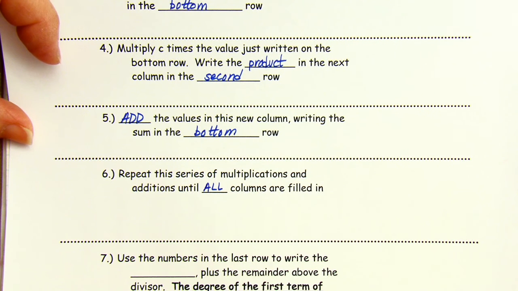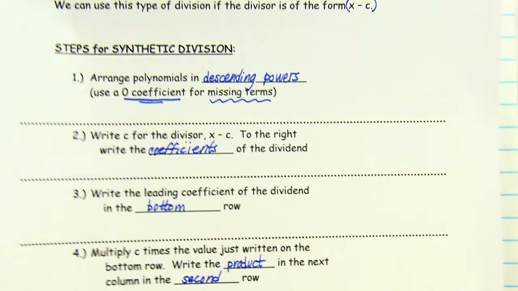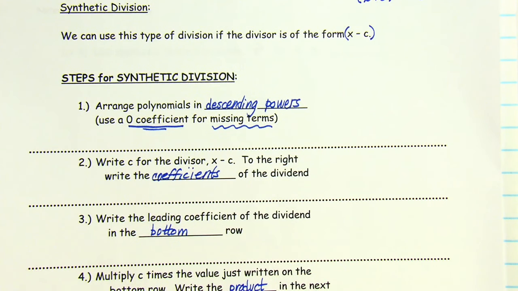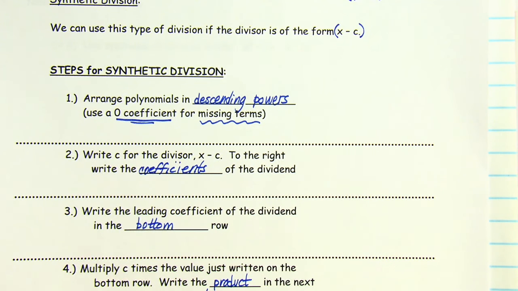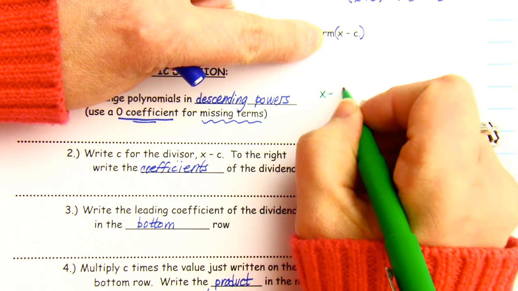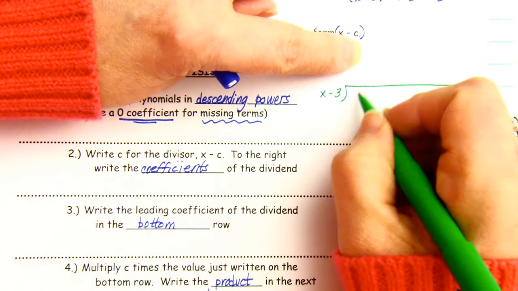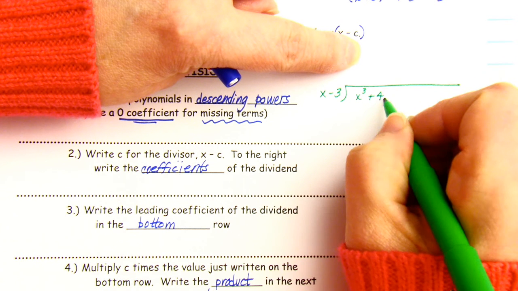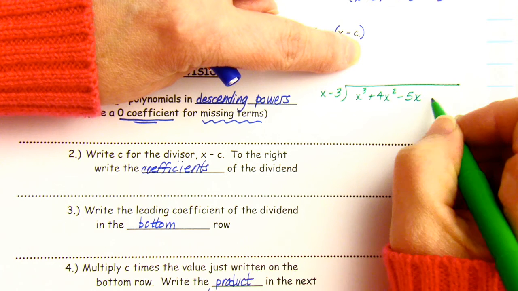We'll wait to fill in number 7. Let's go through an actual physical example of this. Back up to the top. So if my example is x minus 3 being my divisor, and my dividend being x to the power of 3, add 4x squared, subtract 5x, add 5.